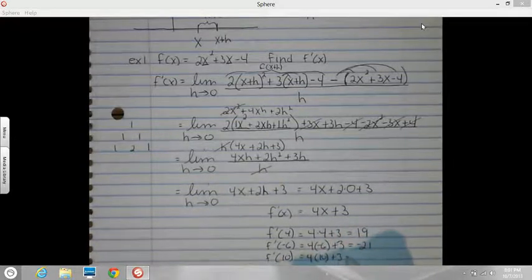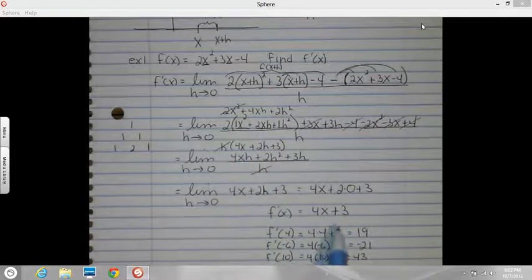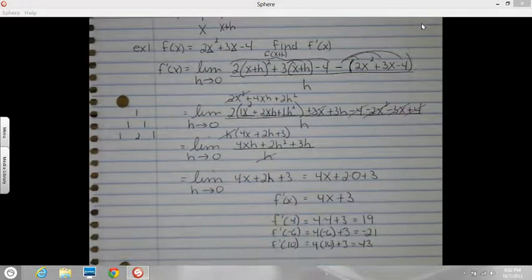And I get 43. So instead of having to do 3 of the problems from that section 3.2, I just do one of these long ones, and then I can get the derivative at any spot I want. So you want to get good at all of this algebra in here. That's all we're going to be doing today, is practicing that formula. So let's try another one.